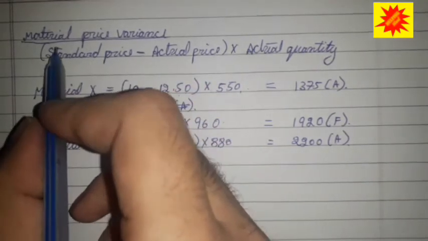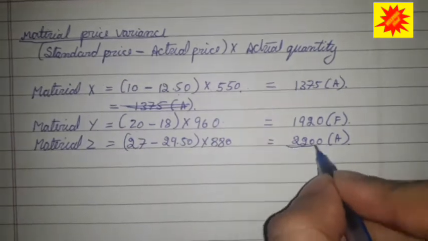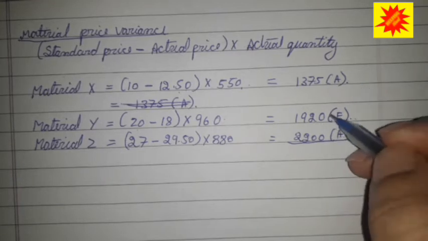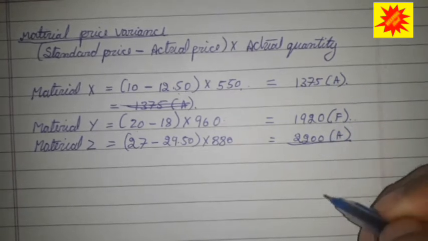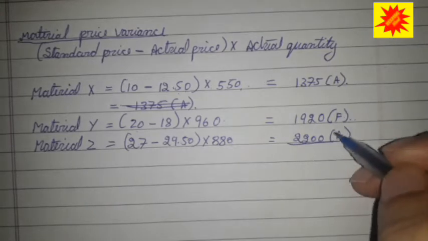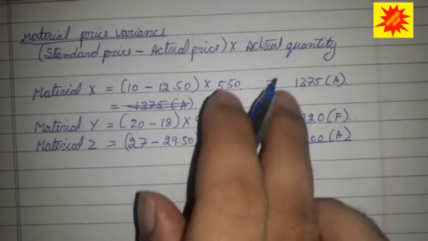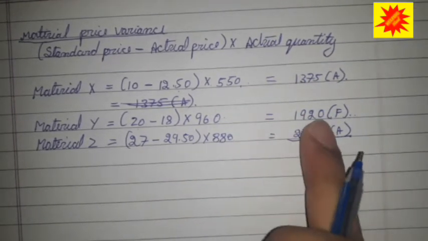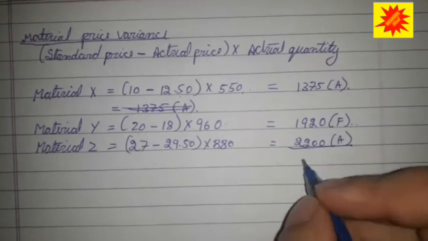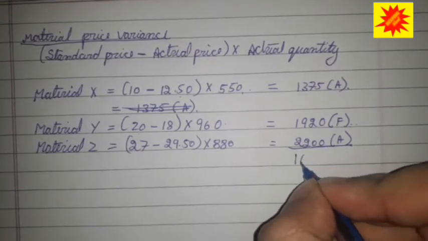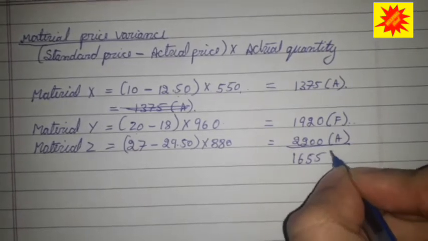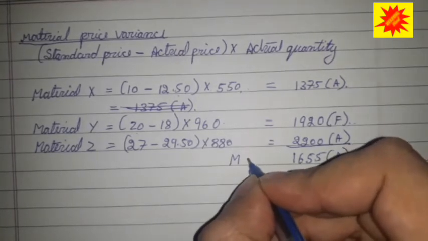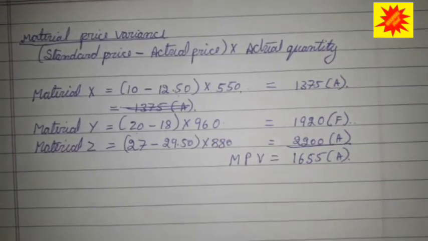Now to find out the total material price variance, we have to add all these. One is favorable, two is adverse. So adverse is to be subtracted from your favorable. If it is negative, then we write it as adverse. If it is positive, we write it as favorable. So when we do the calculation, minus 1375 plus 1920 minus 2200, we get 1655 adverse. It's a negative value. So this will be our total material price variance.